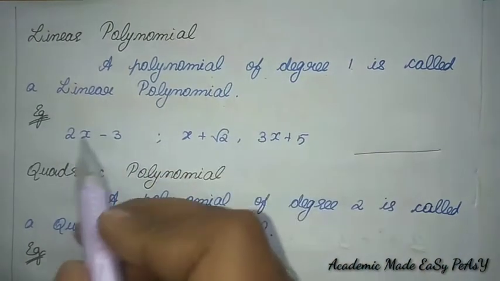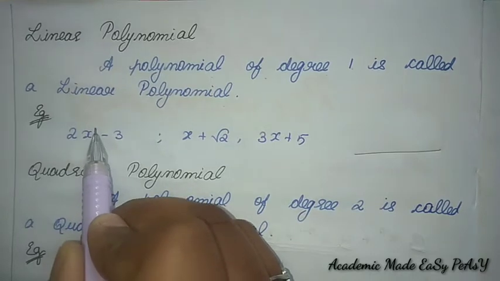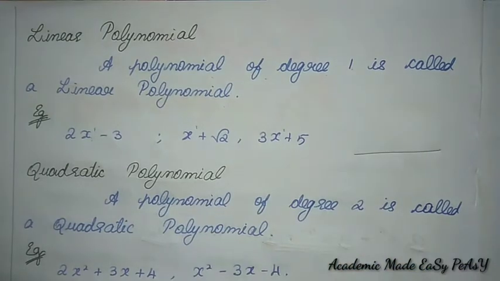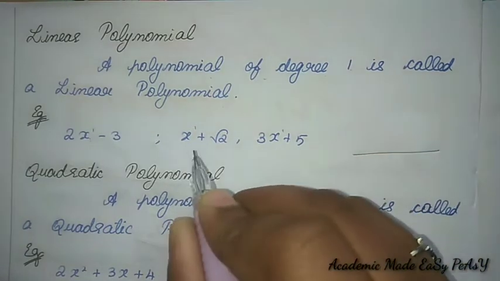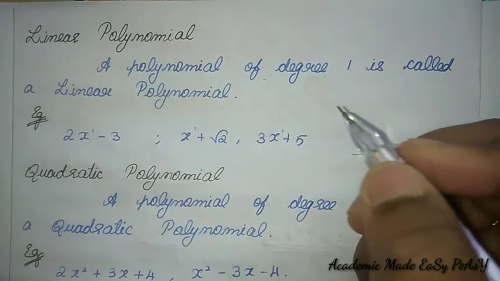So here the highest degree, if you check, only one x is there, that is 1. The power of that x is 1. Over here also it is 1, here also it is 1 only. So this is called a linear polynomial. And one more important thing is that we will be having only one zero for a linear polynomial. I'll just teach you what is a zero of the polynomial.